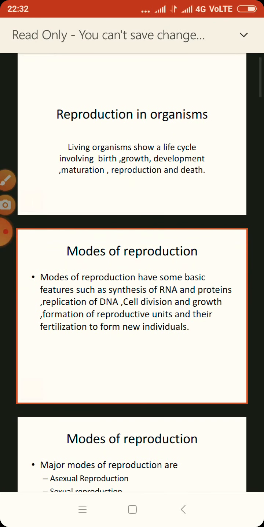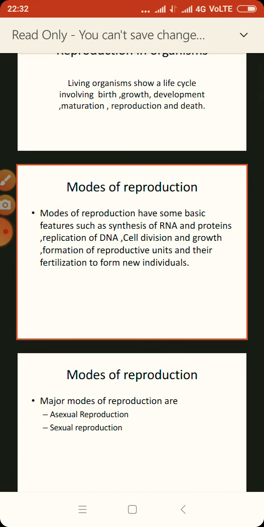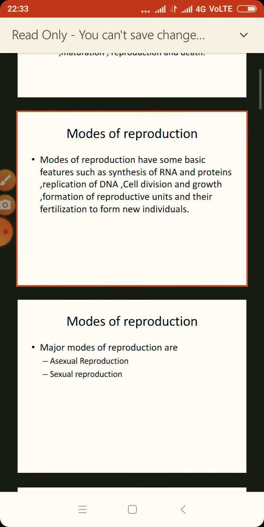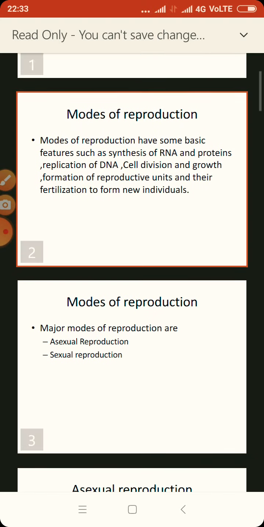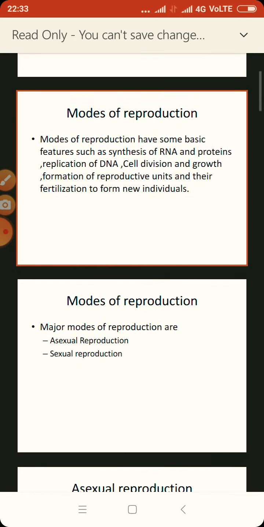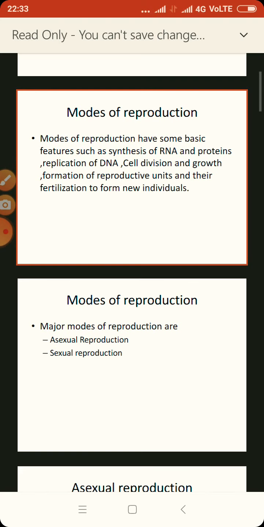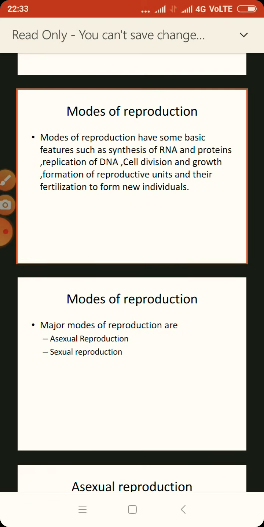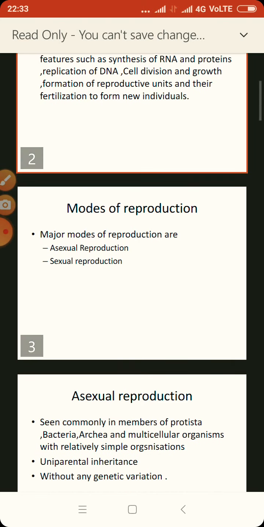Now, when we talk about the modes of reproduction, it has some basic features such as synthesis of RNA and proteins, replication of the DNA, cell division and growth, formation of reproductive units, and their fertilization to form new individuals. This is what takes place whenever a new organism is produced. So let's see now the major modes of reproduction.